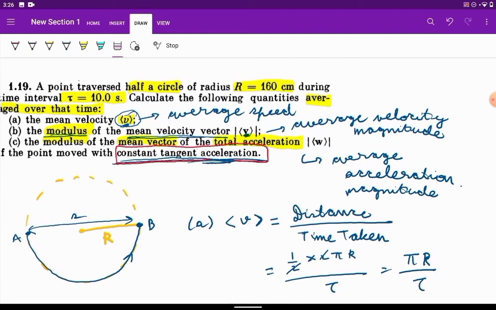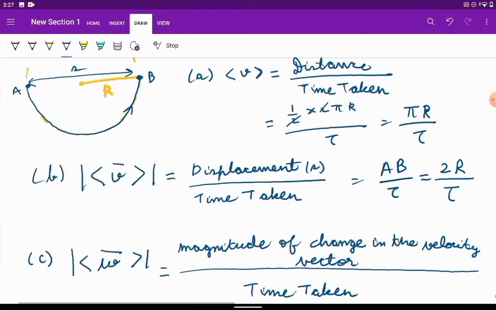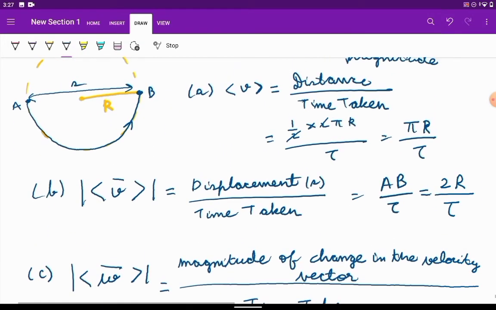this thing is really important. It has a constant tangential acceleration. So what does that mean? It means the particle is always accelerated along the instantaneous tangent. So when it is here, let's say, the acceleration direction is this way. When it is here, the acceleration direction is here.